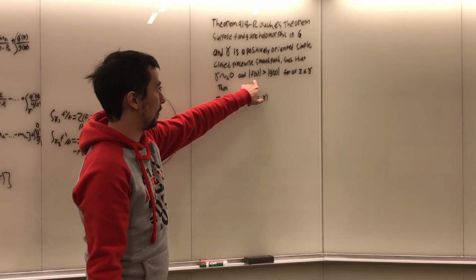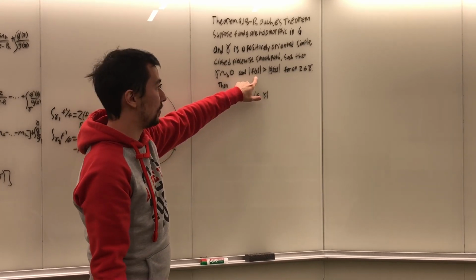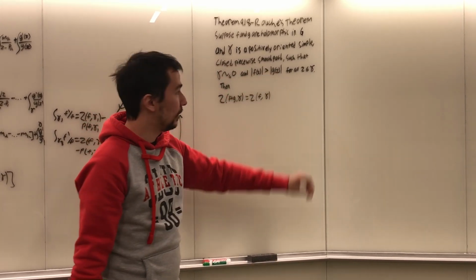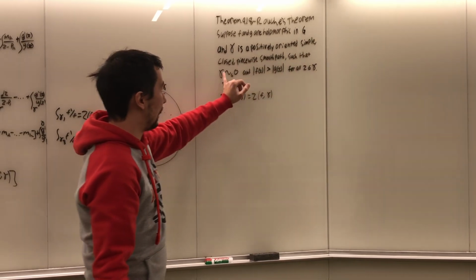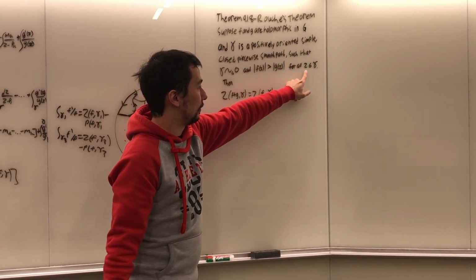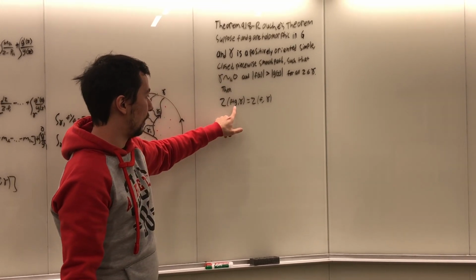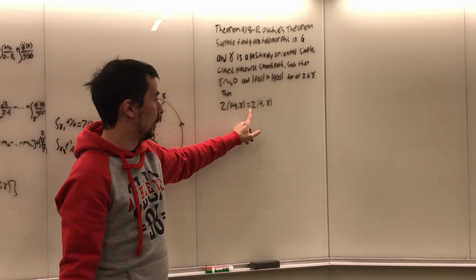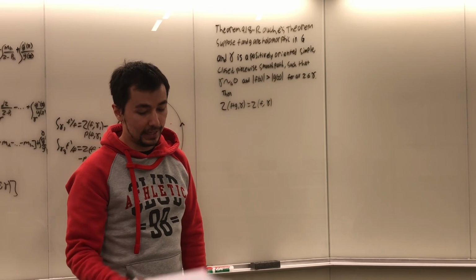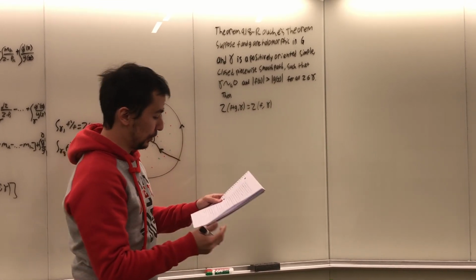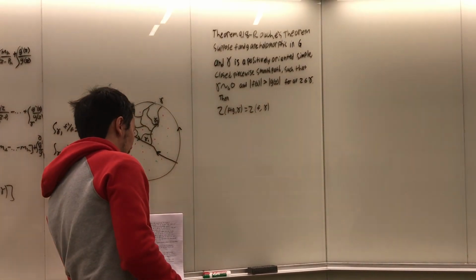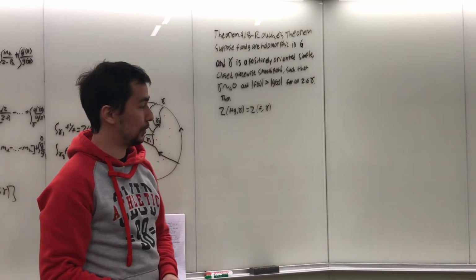Another condition is that mod f of z is greater than mod g of z for all z that are an element of gamma. That essentially means for every z on the boundary of gamma. Then the number of zeros of f plus g in gamma is equal to the number of zeros of f in gamma. So what this does is allow us to locate the zeros of a function fairly precisely.